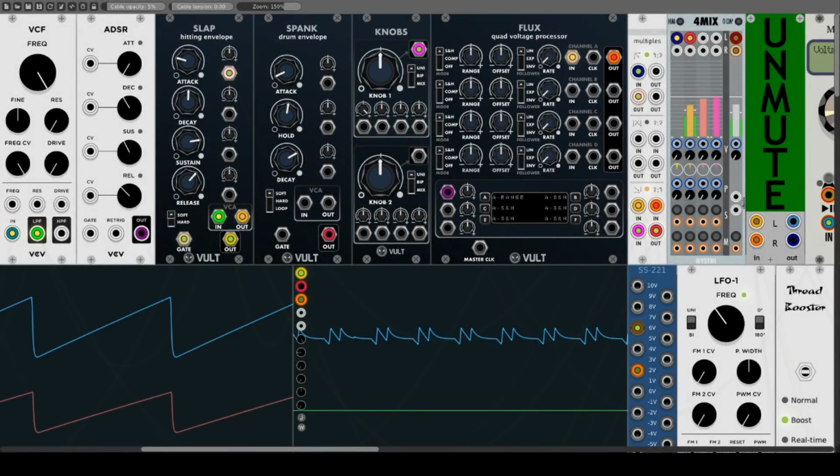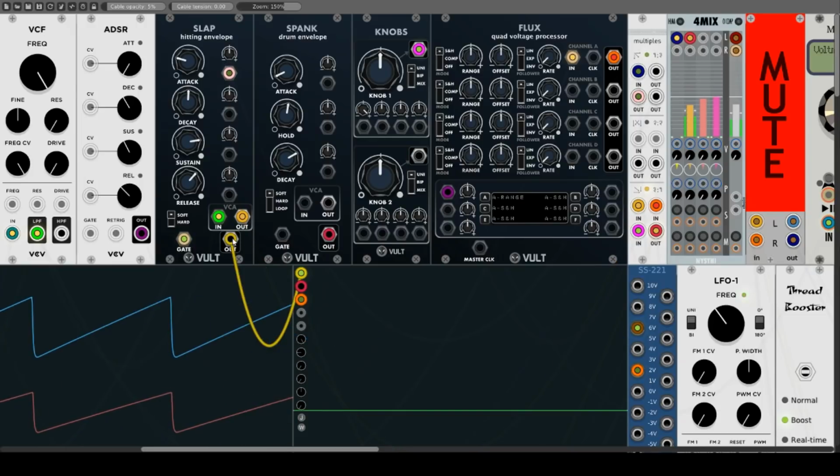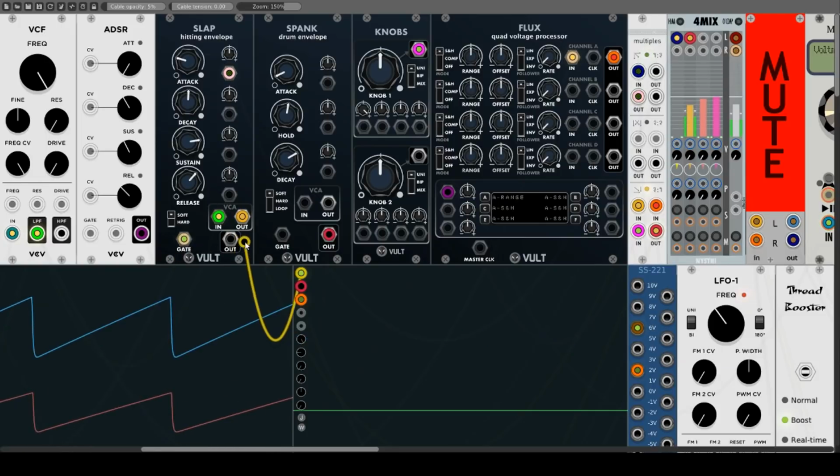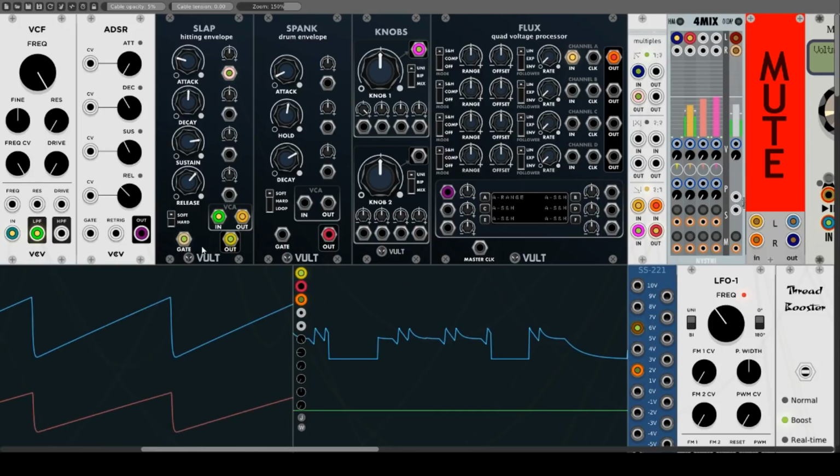Amongst my most used modules are Slap and Spank by Volt. Both are envelope generators with built-in VCA, the latter especially for percussive sounds like drums. The handling is very simple. The VCA has one input and one output, and to trigger the envelope a gate signal is needed, and this envelope can be tapped at the output out to modulate further modules.